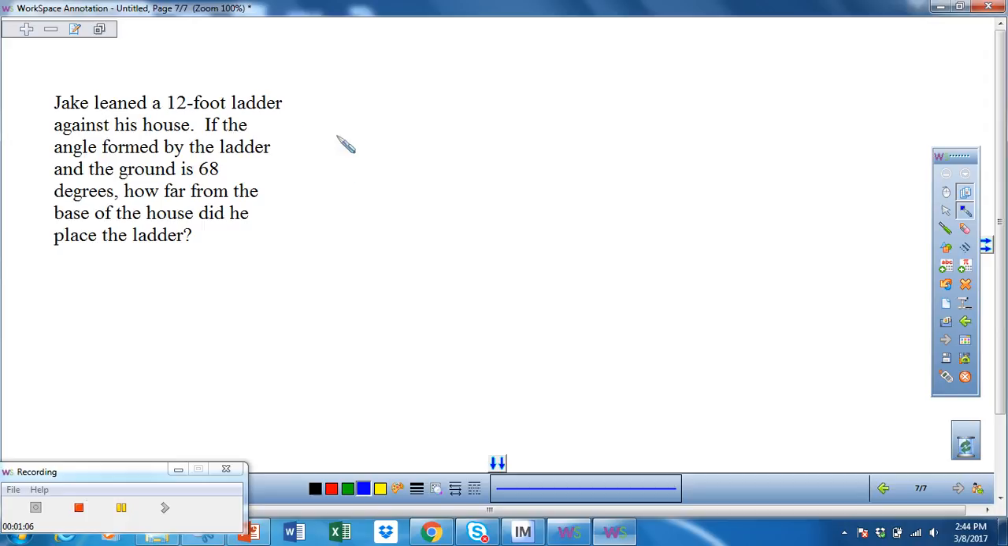And in this word problem, we have to kind of draw the picture. So we've talked about this before. Anytime we have a ladder, that's going to be our hypotenuse. So Jake leaned a 12-foot ladder up against the house. This house is not plumb. It's kind of leaning. I don't know who lives there. Okay, so that's our house. And Jake leaned a 12-foot ladder, so this will be our ladder.